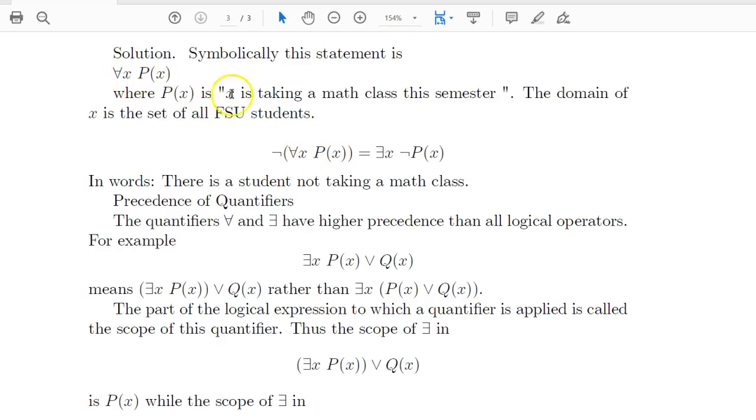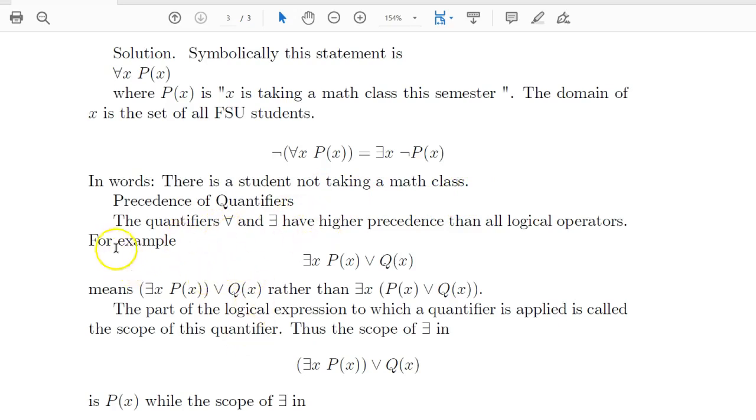The negation of this is it is not the case that for every x P of x, and the generalized De Morgan law says that this is the same as there is x such that not P of x. These are equivalent, but we will read the last one. In words, it means there is a student at FSU not taking a math class this semester.